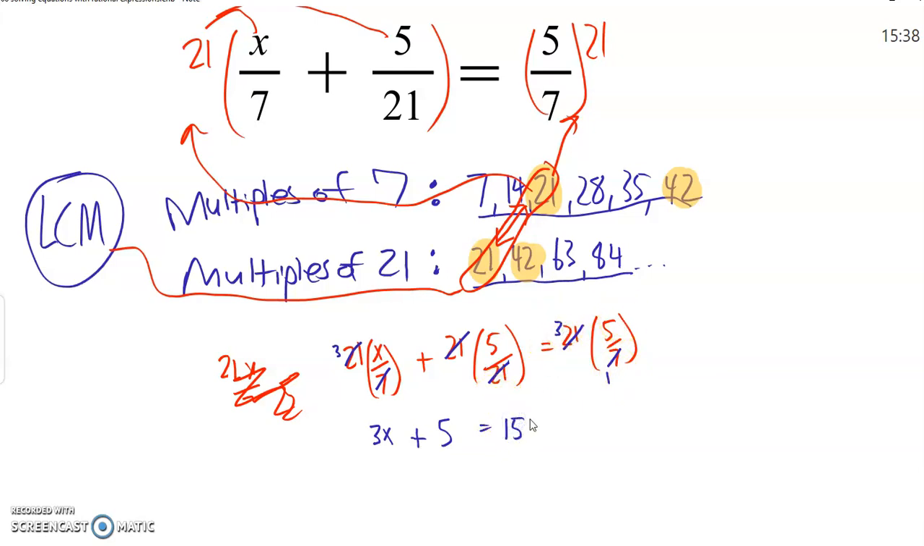So we just strategically multiplied everything by 21 and it got rid of the fractions. Is that a little bit mind-blowing or what? Because once I got rid of the fractions, aren't we at a 7th grade type of equation? I'm just going to subtract 5 from both sides. I got 3x equals 10, and I'm dividing by 3. Now I ended up with a fraction, but that's at the very end. That's the answer to my question.